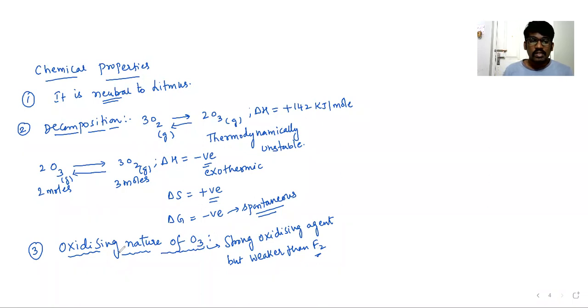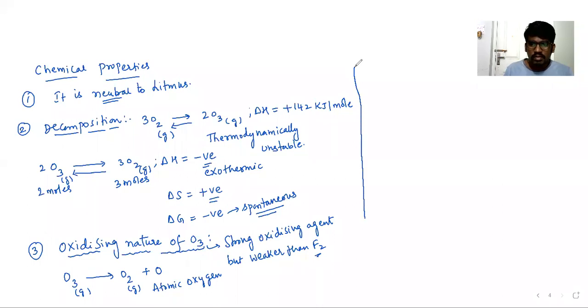Is it clear? Now this oxidizing nature is because of O3. Whenever it undergoes decomposition, it gives O2 plus O. It produces oxygen and atomic oxygen. This atomic oxygen is responsible for the oxidizing nature of ozone.